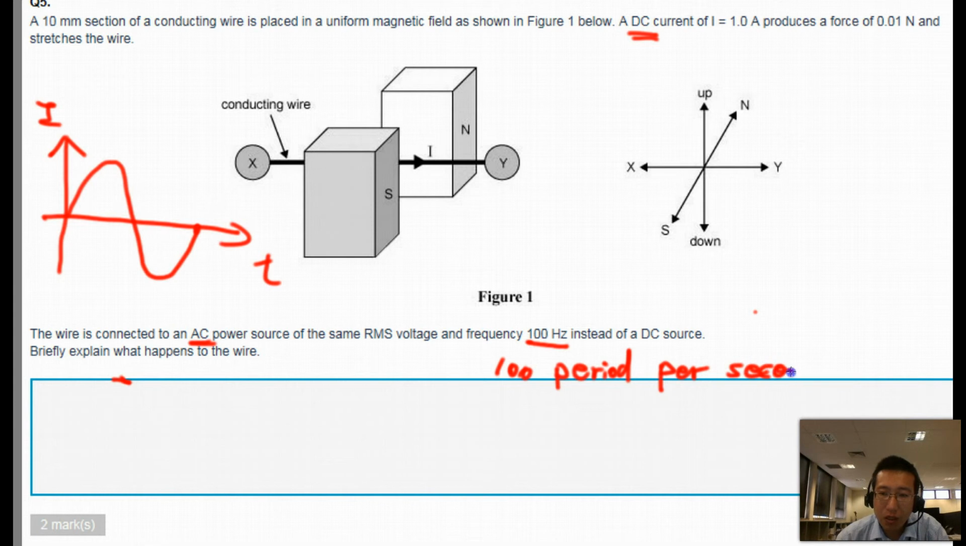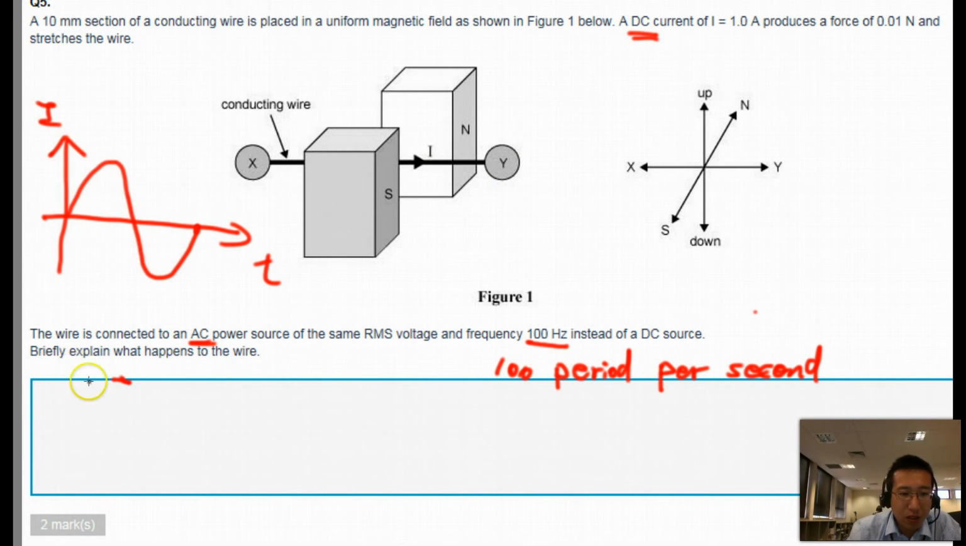So what does this affect? Before, we used our right hand rule and the force actually goes down. Now, if we change the direction of current, if I twist my arm like this, the force on my palm actually moves up. So what this means is the wire is going to move downwards, then upwards, then downwards, then upwards. They are going to oscillate.